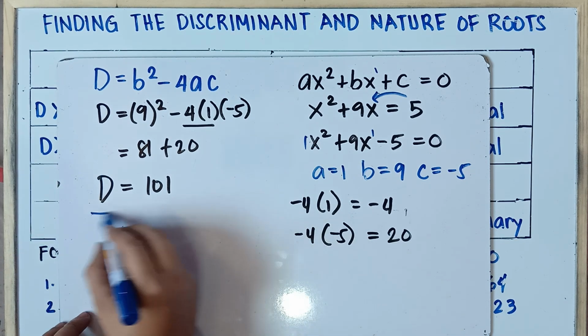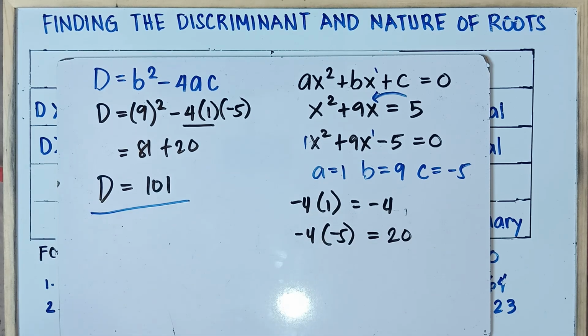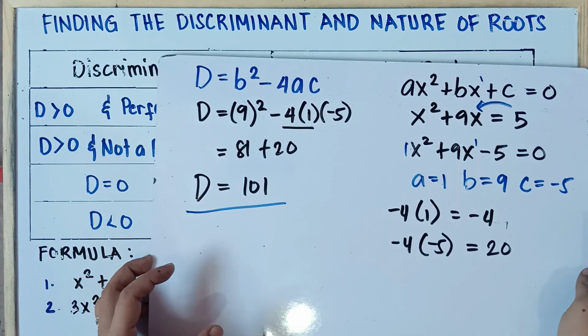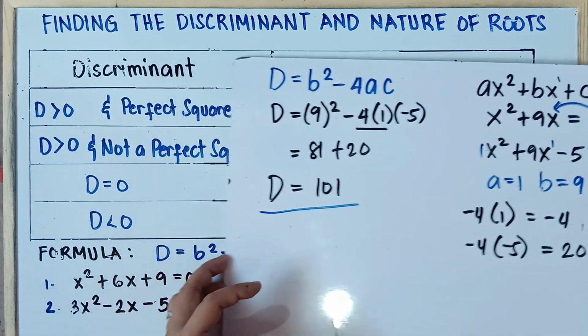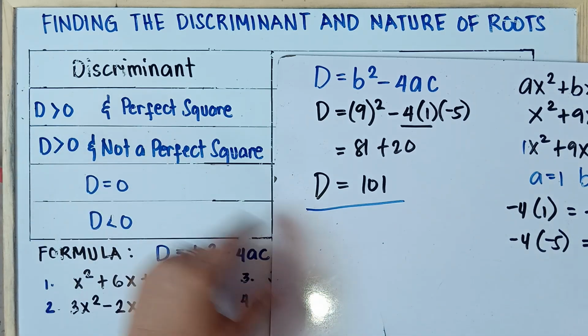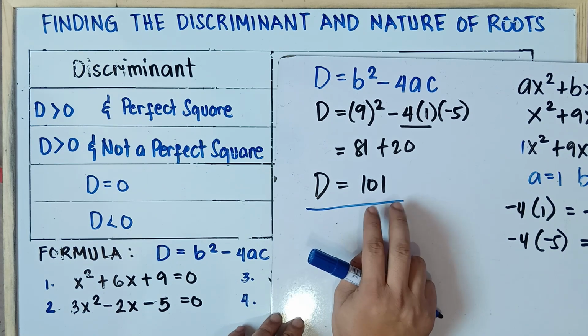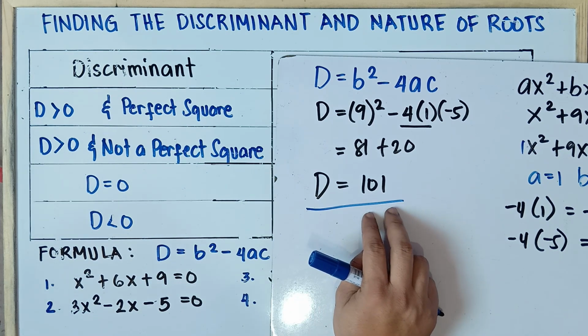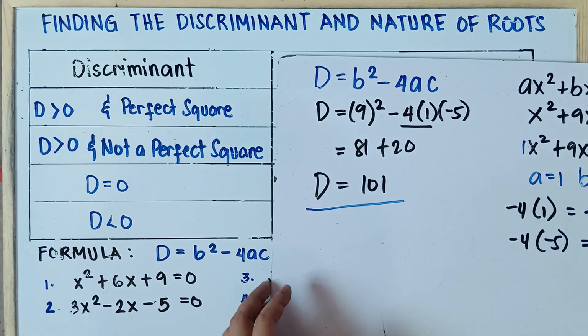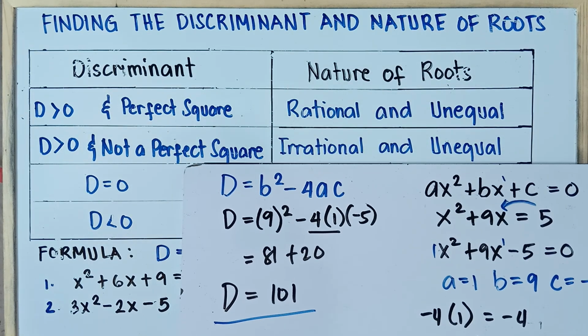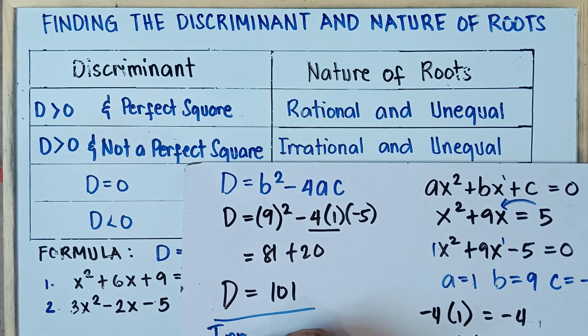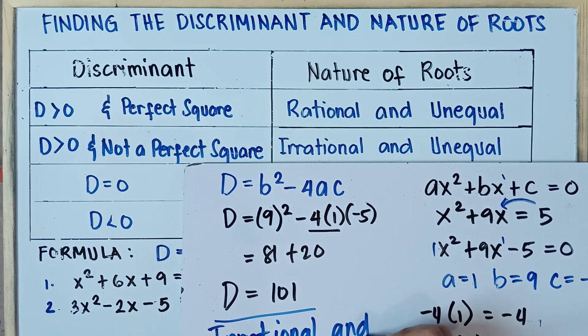Now question, is 101 greater than 0? Yep, 101 is greater than 0. So D is greater than 0. Next question, is it a perfect square? Is 101 a perfect square? Nope, 101 is not a perfect square. So therefore, our answer for the nature of roots is irrational and unequal. Simple as that, class.